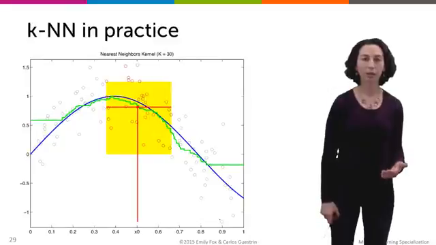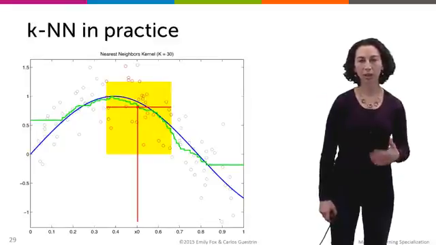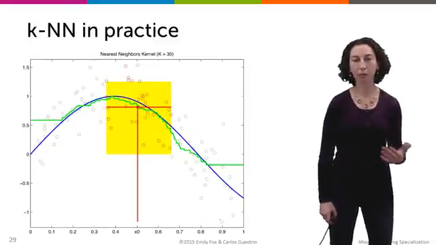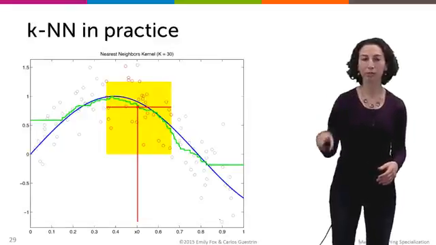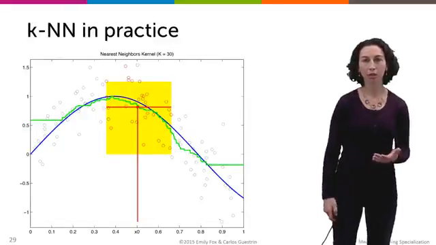So now let's look at k-nearest neighbors in practice. And we're going to look at exactly the same data set we looked at for one nearest neighbors, where we showed that really noisy fit. And what we see is that things look a lot better here.